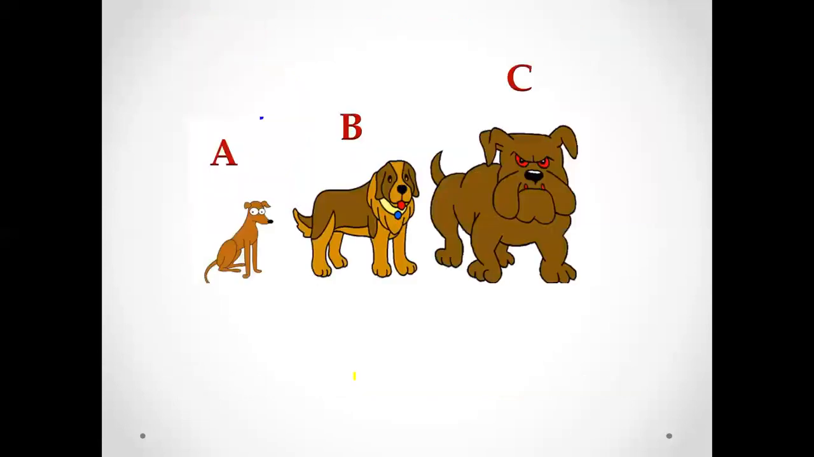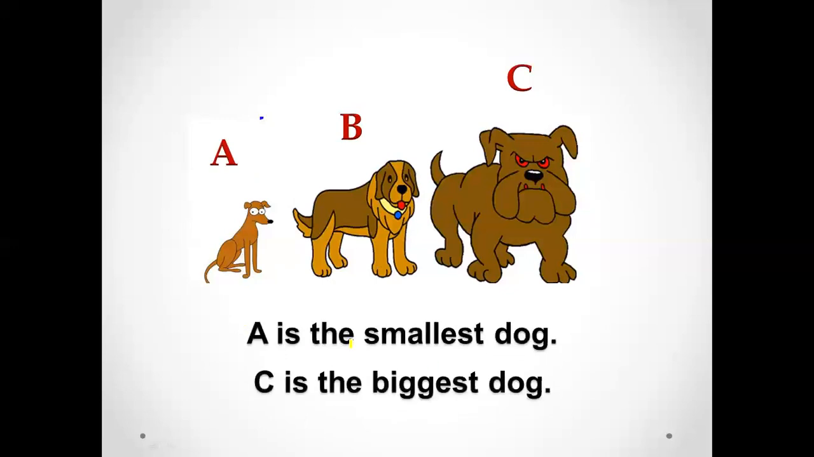Okay. Another example, we have three dogs, A, B, and C. As you can see, they are in different sizes. Which one of them is the smallest? Smallest. Yes, it is A. So A is the smallest dog. Because I'm comparing A with B and C, with a group, so I use superlative. A is the smallest. And which one of them is the biggest? The biggest. Excellent. It is C. So C is the biggest dog.